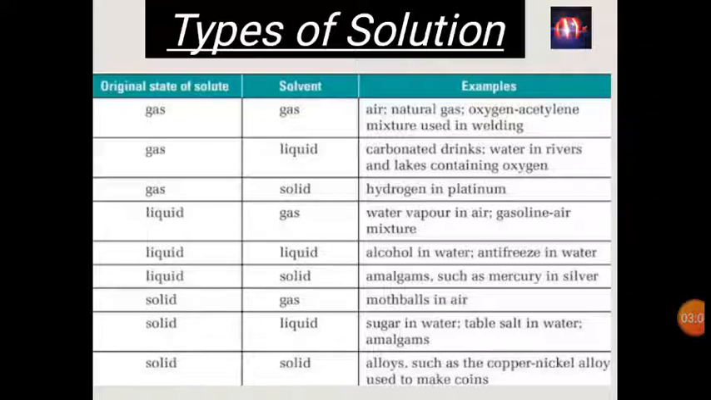The third part of gaseous solution is gas in gas. When solute and solvent both are in gaseous state, then we term it as gas in gas. An example for such type of solution is oxygen and nitrogen.